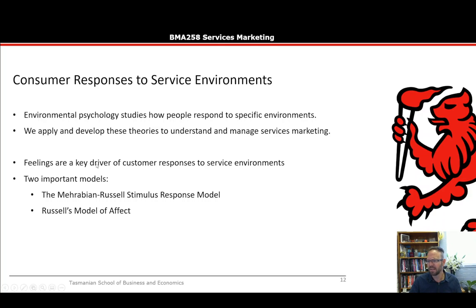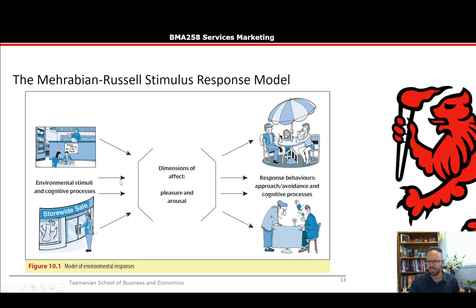You can see here that Russell is a key player in environmental psychology, and a lot of the work that he's done. You might have actually come across these models previously in marketing and consumer behaviour, and they're quite popular, with a lot of other theories built on top of this. So first of all, let's look at this stimulus response model.